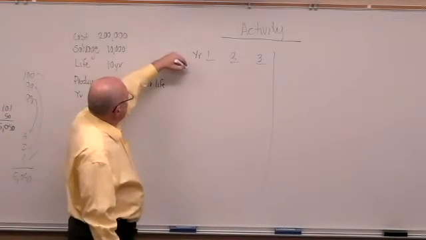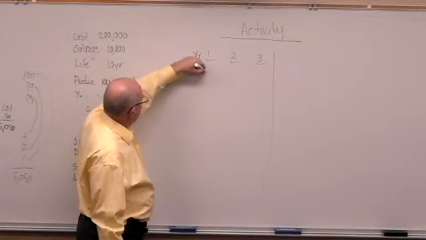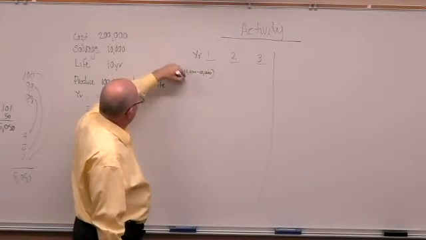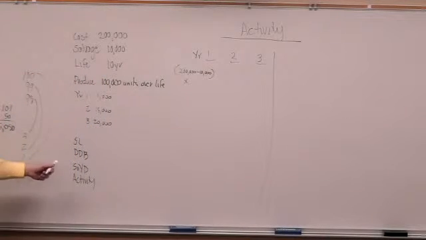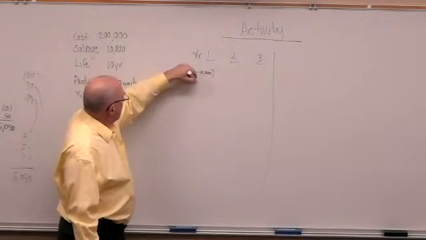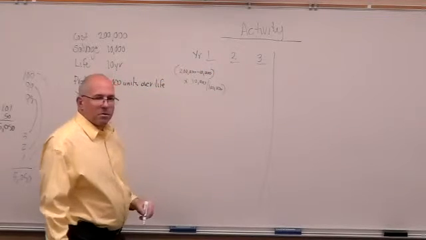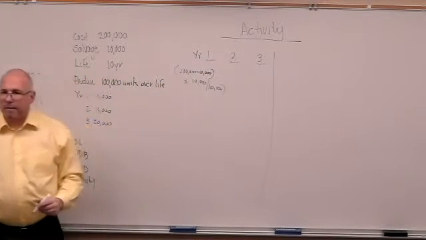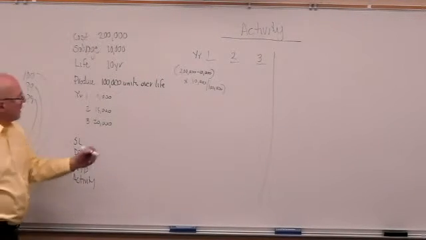So the amount we're going to depreciate is 200,000 minus 10,000. And we're going to times that by a ratio of how many units were produced in the year over how many total units are going to be produced. So how much depreciation do we take in year 1? 19,000.